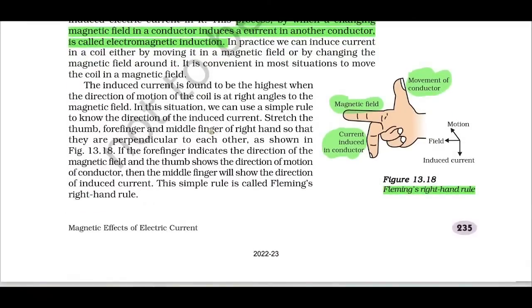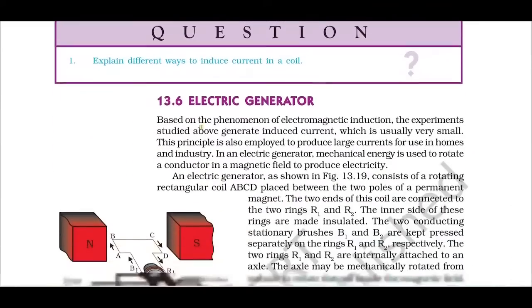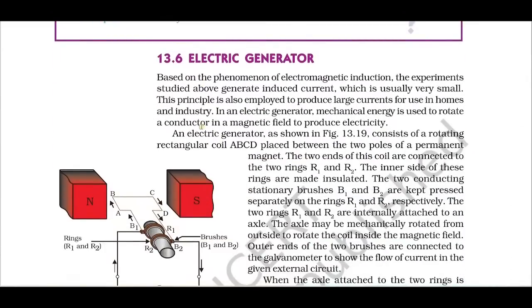And also Fleming's right hand rule is very important. It is used to find out the direction of induced current. And also we have the next important device called what? Electric generator. So the electric generator works on the phenomenon of electromagnetic induction. Name the principle on which the electric generator works. It works on the principle of electromagnetic induction. So what is an electric generator? An electric generator is a device in which mechanical energy is converted into electrical energy.